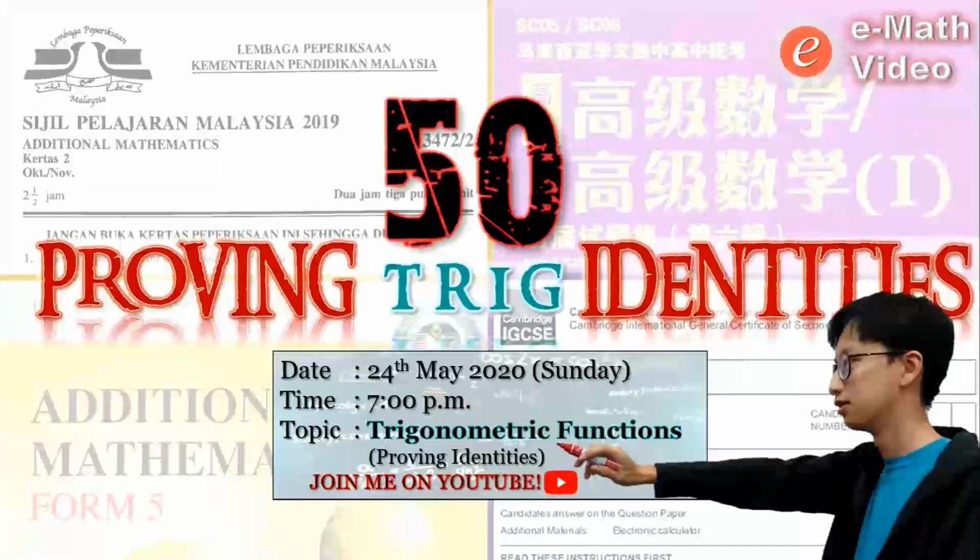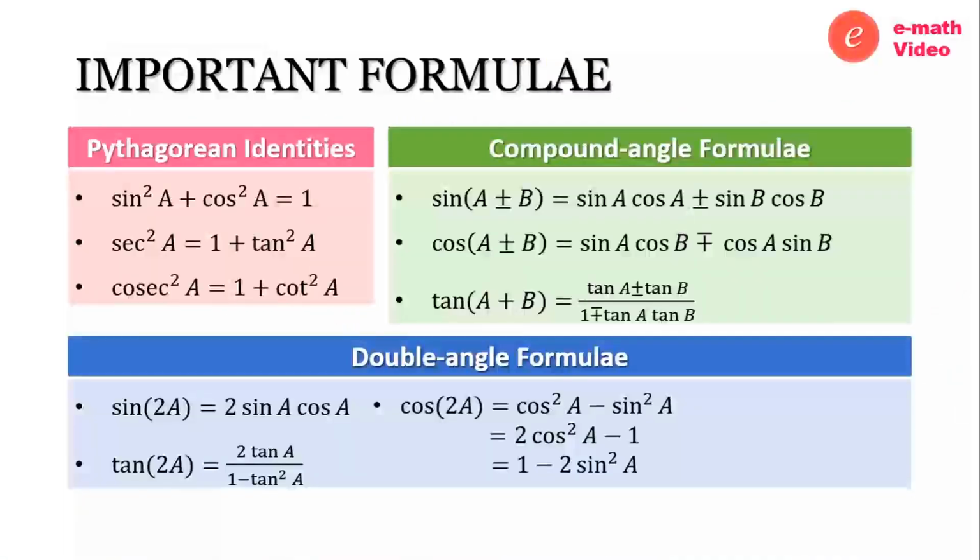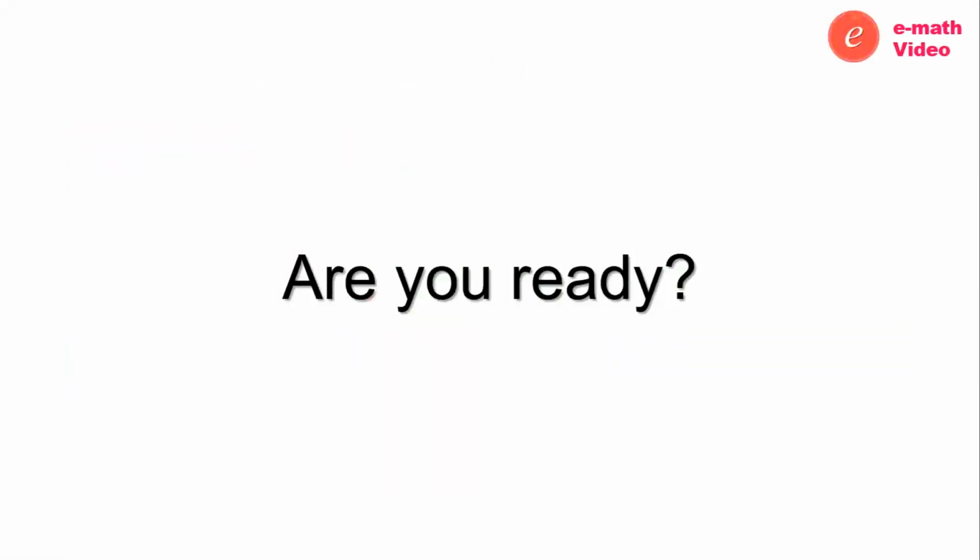Hey guys, today we will be proving 50 trigonometric identities collected from past SPM, UEC, IGCSE, and ICSS textbooks. Before we begin, these are some of the important formulas that we will use later. Have a look and get used to it. If you want to know how we derive these formulas, refer to my Fundamental Trigonometric Identities series. Alright, are you ready? Let's start off!